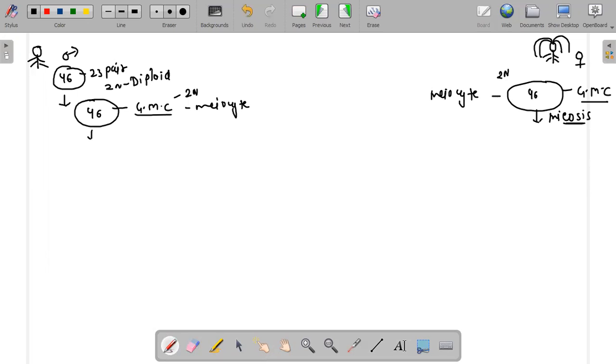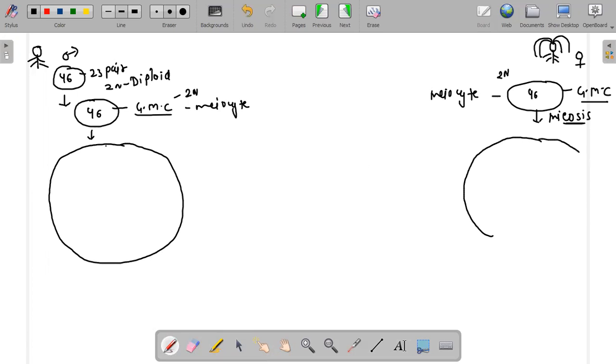Now I'm going to draw. Not every cell is a meiocyte. I told you earlier that not every cell is a meiocyte. There are only a few cells which are meiocytes, which undergo the process of meiosis to form gametes.